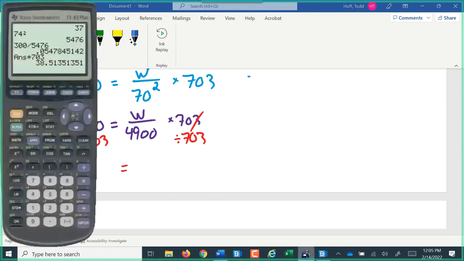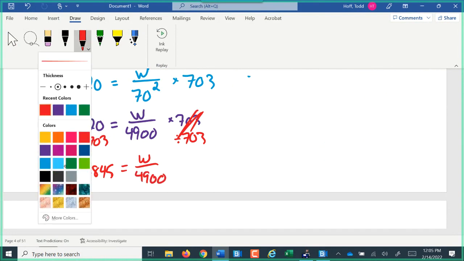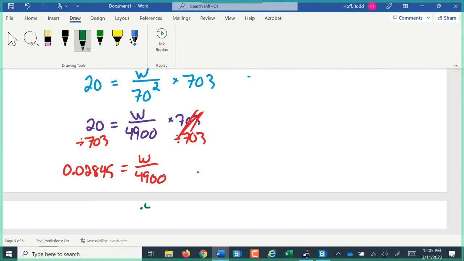So 20 divided by 703 is going to give us an ugly decimal as well. I'll make sure I keep that in my calculator. 0.02845. That equals, on the other side over here, the 703 is canceled out. We still have W over 4,900. And you'll see again, we just need to multiply by the 4,900.